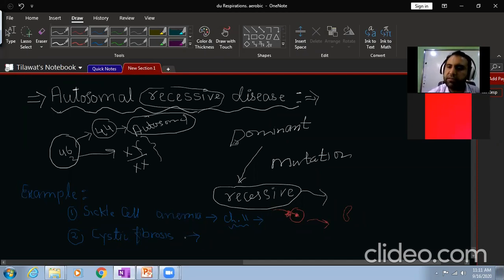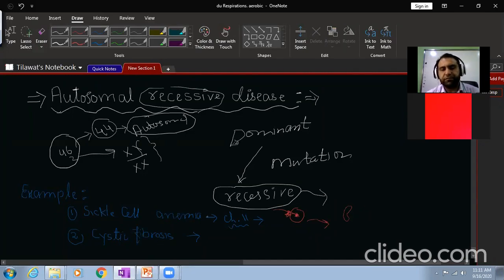In cystic fibrosis also, a person can feel a problem in the digestive system, especially because of the mucus. The duct that comes from the pancreas to the small intestine can also be blocked, right?